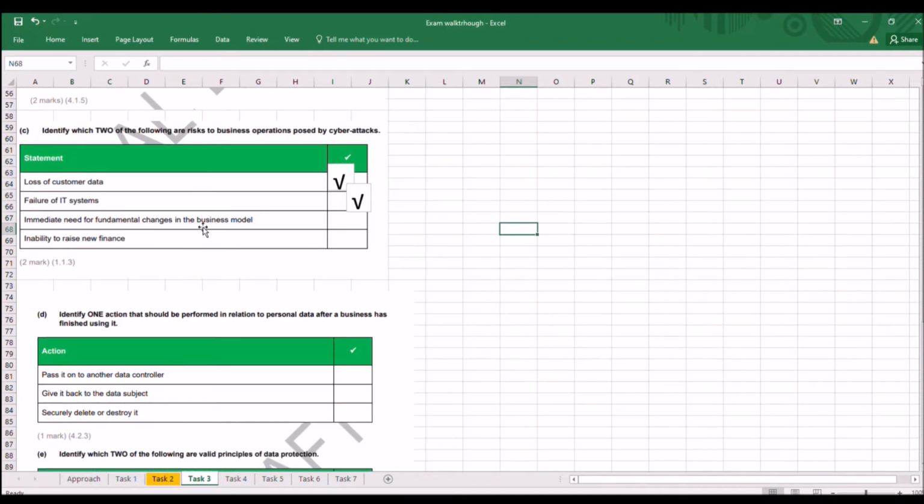Need to change the business model. Well, that's just a nonsense answer. And an inability to raise new finances, again, has no relevance at all.